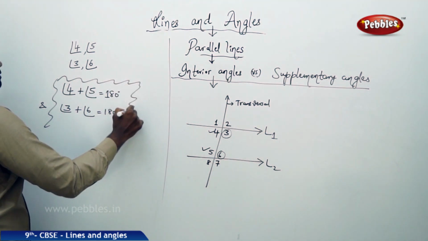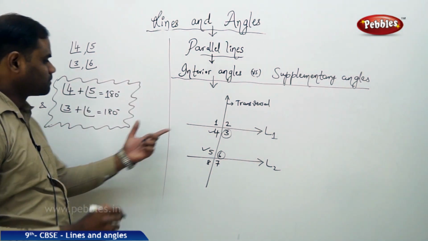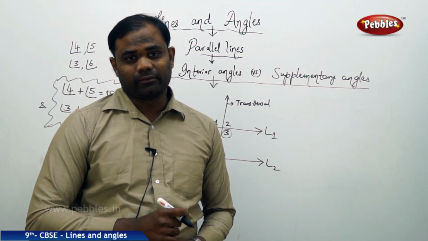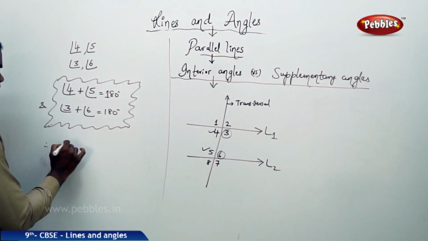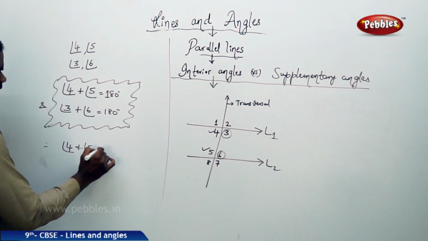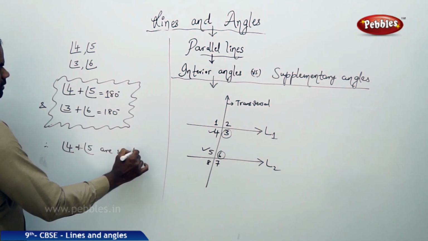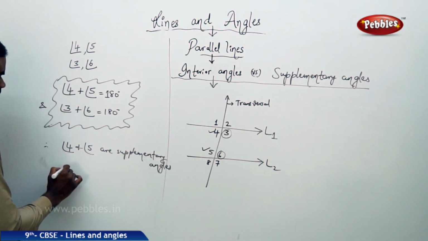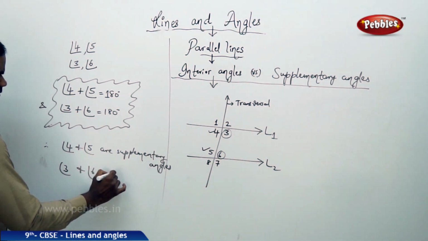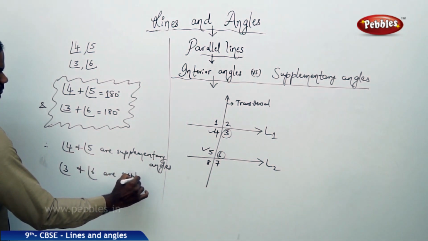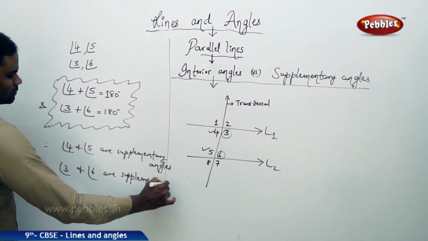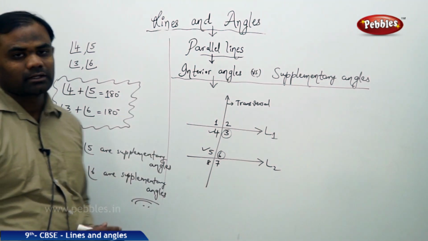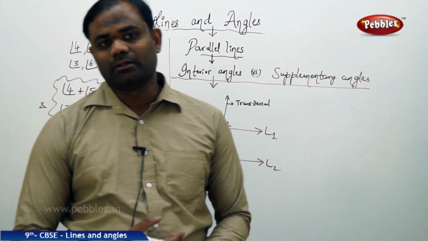Is how we see the properties. Interior angles on the same side of transversal are supplementary. The sum is 180. Therefore, angle 4 and angle 5 are supplementary angles. Angle 3 and angle 6 are also supplementary angles, is how we understand the pairs being supplementary angles.